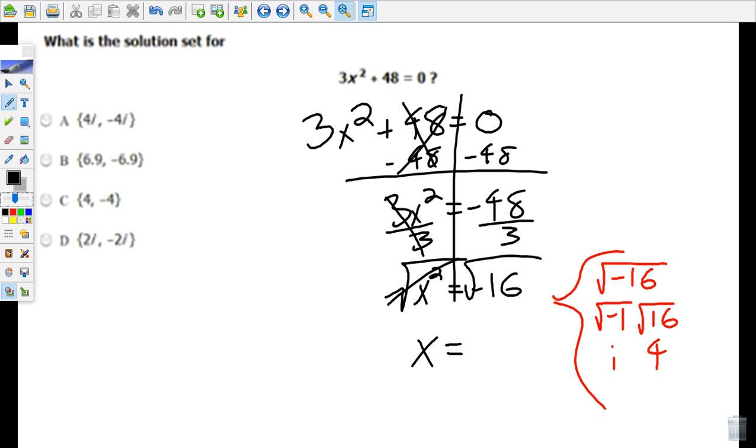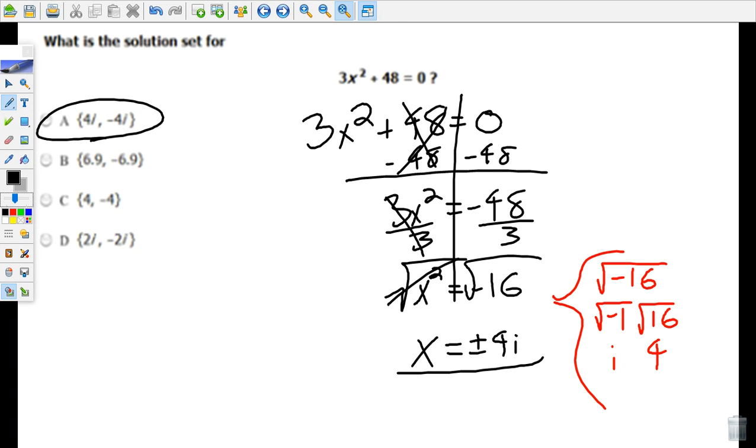Technically, it's a positive and negative 4i. We've talked about that in the past, because when you take the square root, there are technically 2 correct answers. 4 squared is 16, and negative 4 squared is 16. So that's why there's both a positive and negative version of our number. So here's our answer.